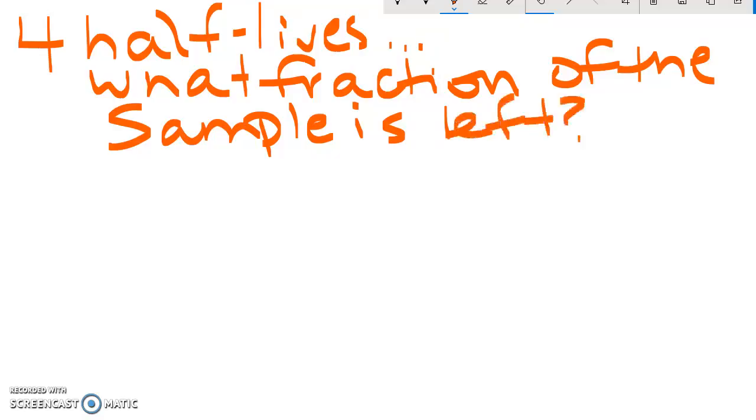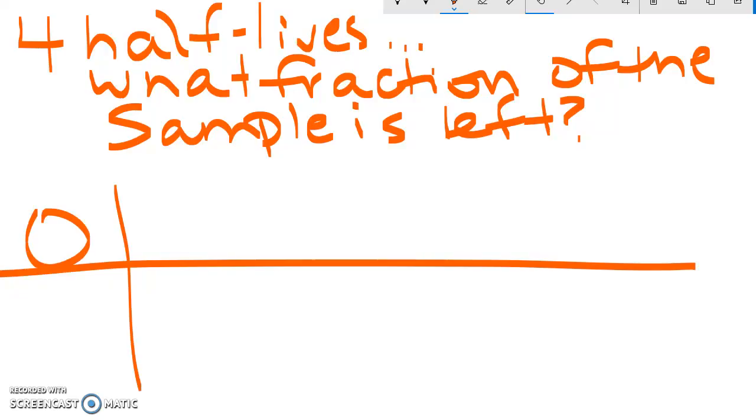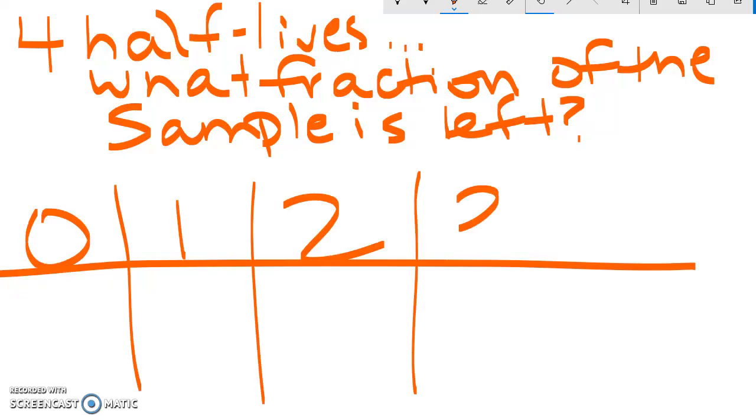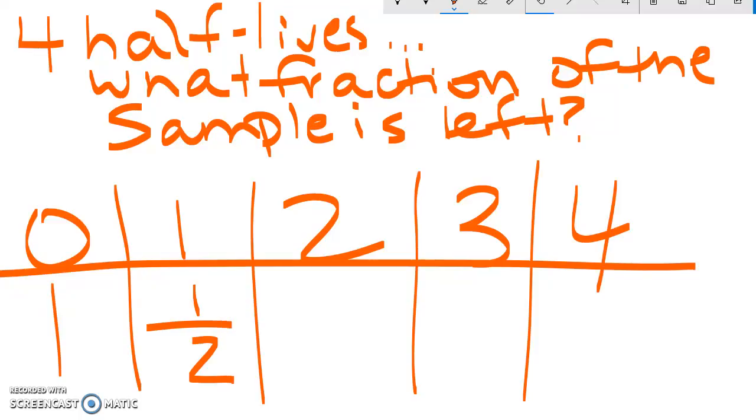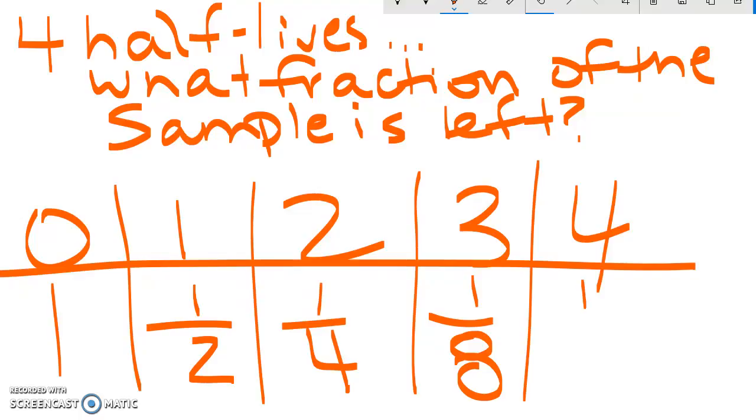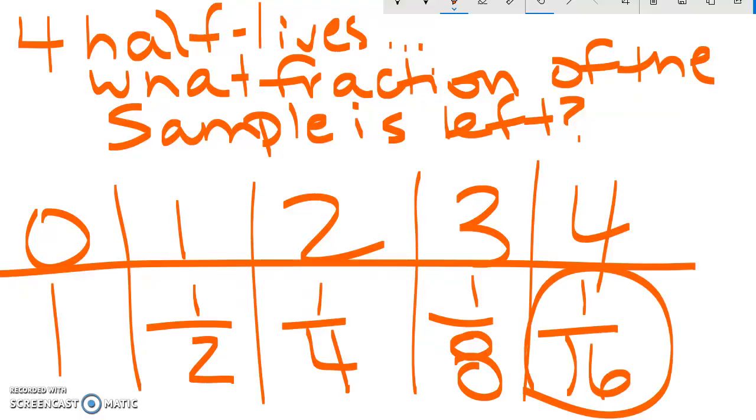You do this the same way. I do the original, 1, 2, 3, 4. So the original would be 1. The first half-life would be half of 1, which is 1/2. The second half-life is half of a half, so 1/2 times 1/2 is 1/4. Half of 1/4 is 1/8. And half of 1/8 is 1/16. So the fraction you'd have left after 4 half-lives is 1/16.